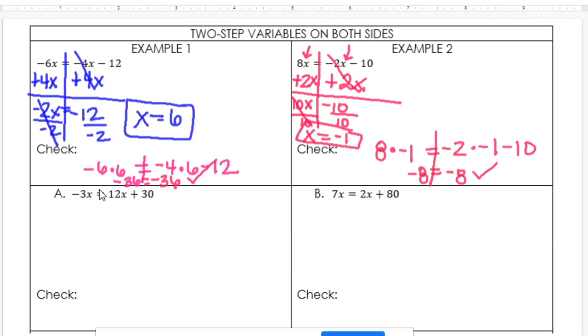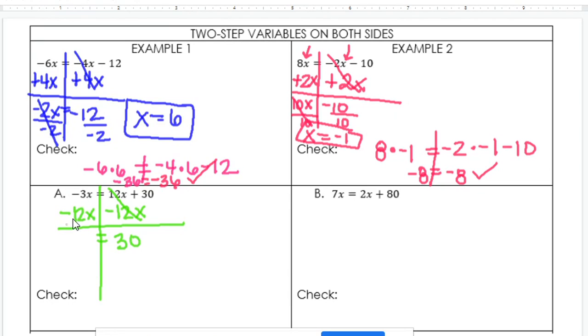All right, I'm going to go ahead and go over A. All right, so let's move our constant first. We don't have any grouping symbols and we don't have like terms to combine, but we do have variables on both sides. So we're going to move this 12x to the other side by subtracting 12x. And we're going to subtract 12x. So 12x minus 12x, that cancels out, and we're only left with a 30 on this side.